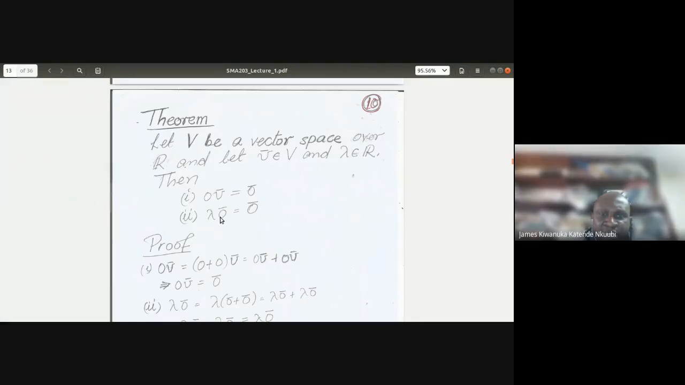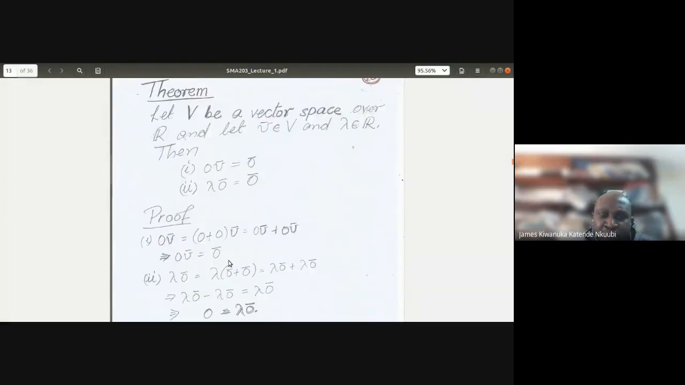And the second one says if you multiply any scalar by the 0 vector, you still get a 0 vector. So all these properties are properties that you need to keep in mind. We shall be using them later.